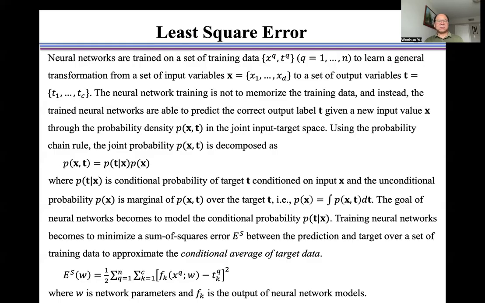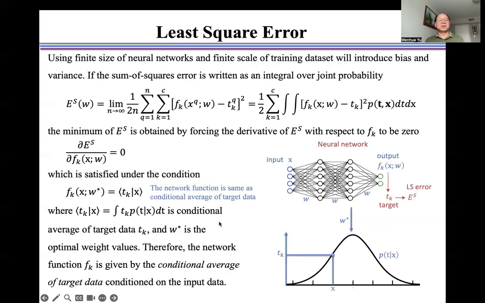Training neural networks becomes to minimize a sum of squares error E_S between the prediction and the target over a set of training data to approximate the conditional average of target data as shown here, where W is the network parameters and F_k is the output of the neural network models. Using finite size of neural networks and finite scale of training dataset will introduce bias and variance.